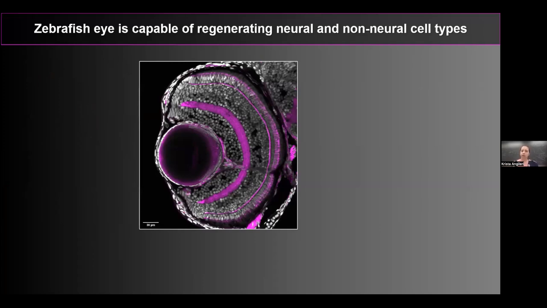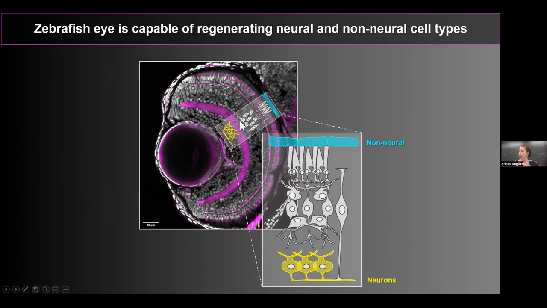So the zebrafish eye is actually structurally analogous to the human eye. It contains all of the same retinal cell types and laminated structure. So light actually comes in through the lens and gets focused on the photoreceptors at the back of the eye, which propagates the signal out to the neurons, which are highlighted here in yellow. And those actually send the signal out the optic nerve to the brain. Additionally, the retina is encompassed by a retinal pigmented epithelium at the back of the eye, the cell type highlighted here in cyan. And this tissue actually helps to maintain the retinal health and is considered non-neural.